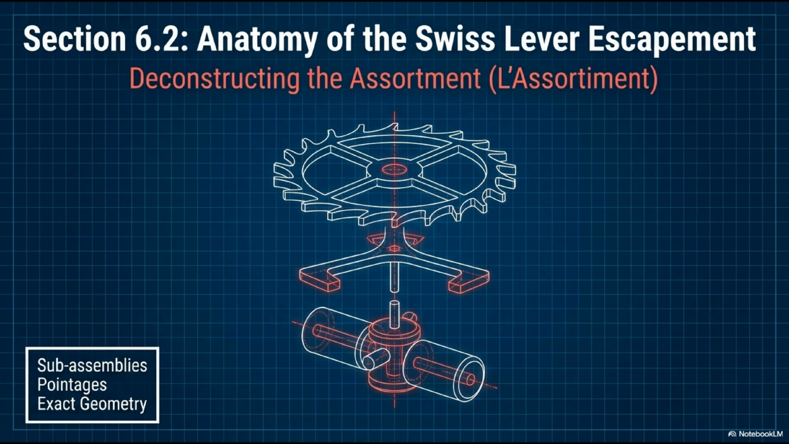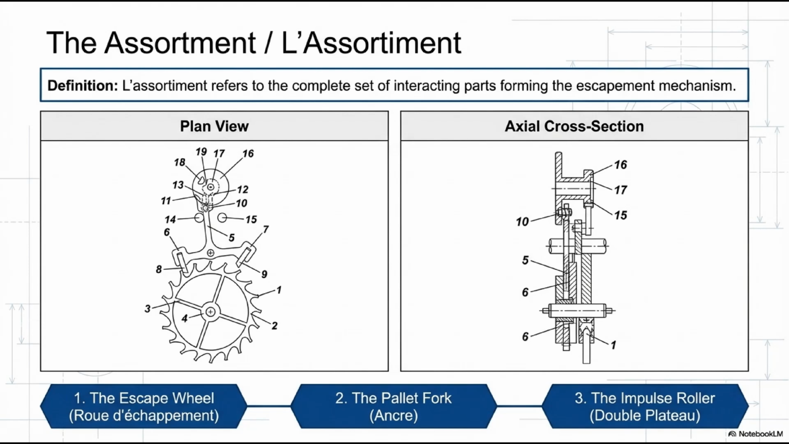evaluated as such. The complete assortment of the Swiss lever escapement consists of 19 individually named components, and you must be fluent in both the English and French terminology for all of them, because both languages appear in technical specifications, service manuals, and examination questions. Let's go through the complete parts list systematically.